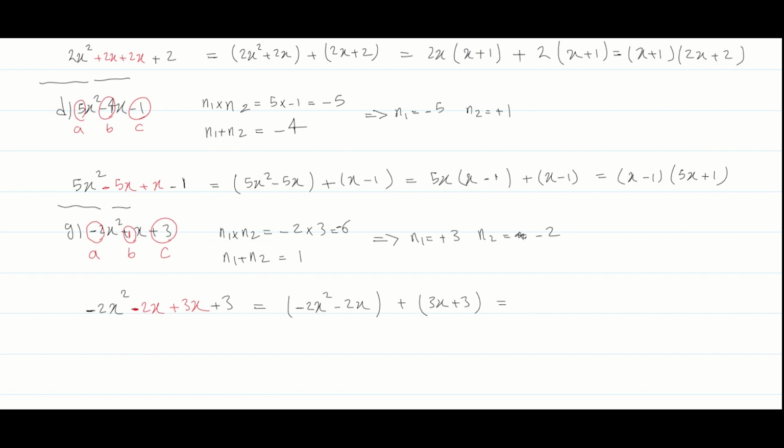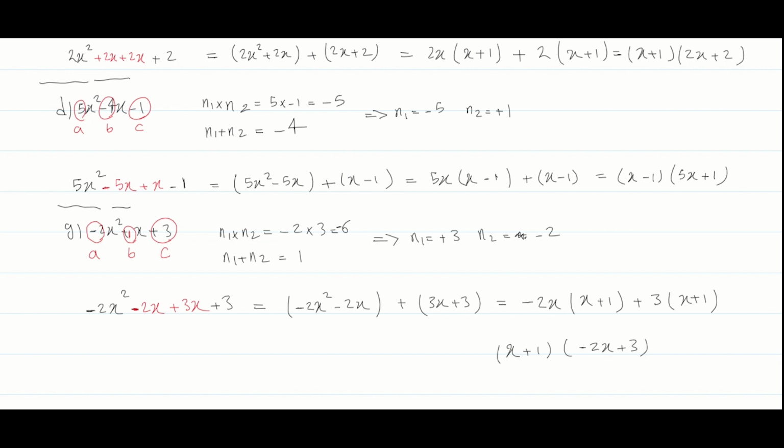Now I'm going to factor out the common factor from each expression. So from the first one, we can see a negative 2x is the common factor. So it can be written as negative 2x times x plus 1. And for the second one, we have a 3, which is a common factor. So we can factor it out from the expression. So it would be written as 3 times x plus 1. And now, as you guys see in here, we have a x plus 1, which is the common factor again. So we can factor it from the expression, and we can write it as x plus 1 times negative 2x plus 3.